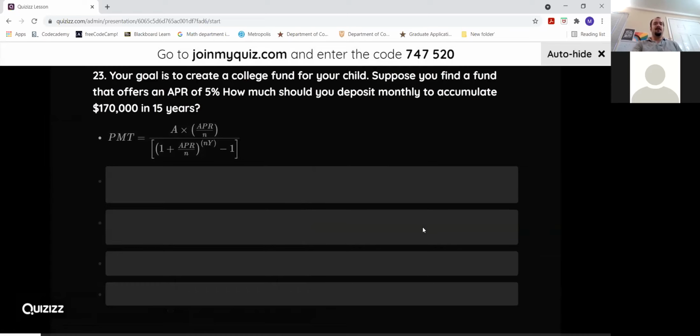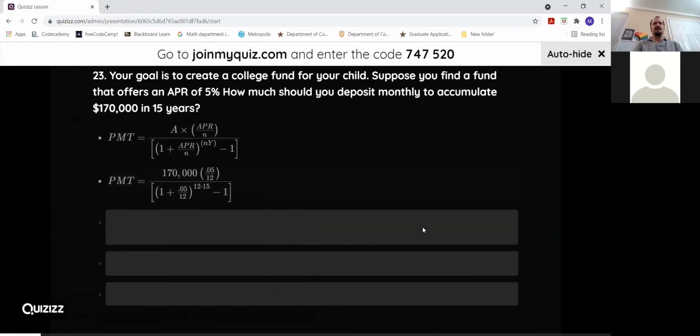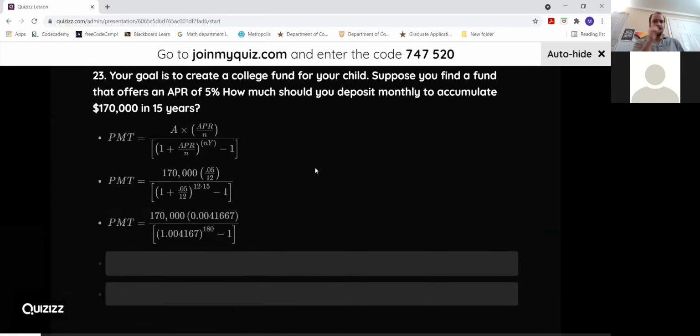Okay, so this is the formula. We want to throw everything in there. 170K is my accumulated amount. 0.05 is my APR. 12 is my N. I throw everything in there. If you do this over and over again, you might notice some things repeating here. If we have APR over N here, we have APR over N here. It might help you look things over.